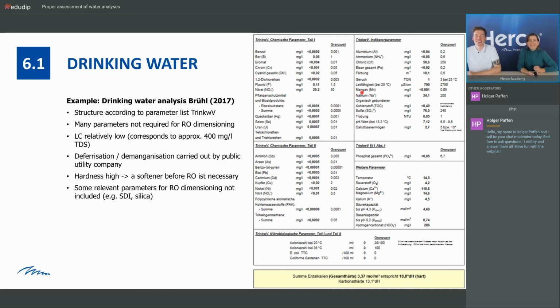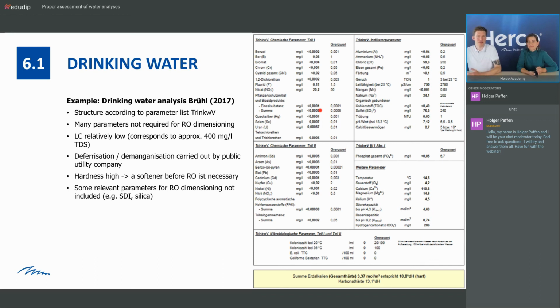It's good for practice. Yeah, exactly. So here we have the most important one. In this case, it would be conductivity. Like we have seen before, there are always the limit values, Grenzwert in German, and then we have the values that we actually measured. So the structure is according to a list in the Trinkwasserverordnung, in the German drinking water regulation.